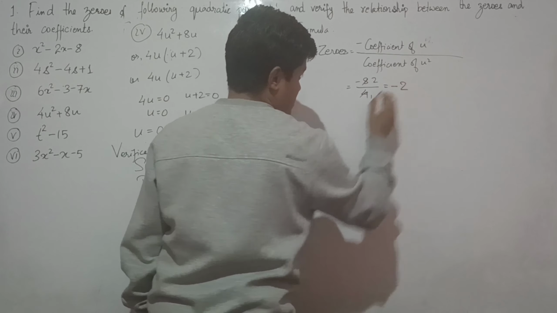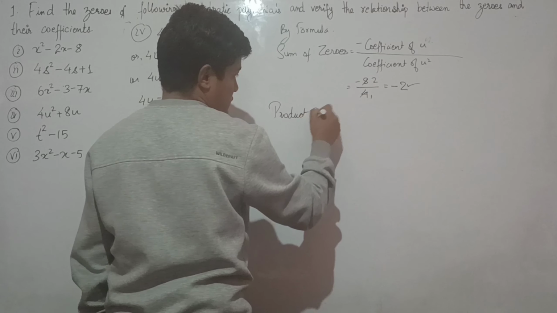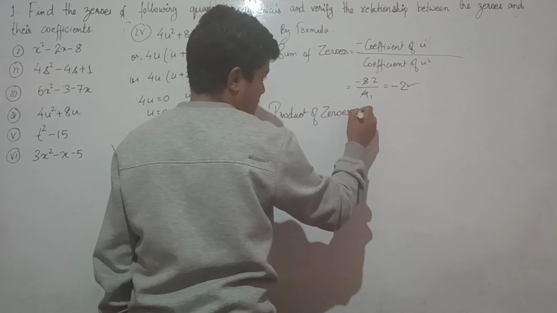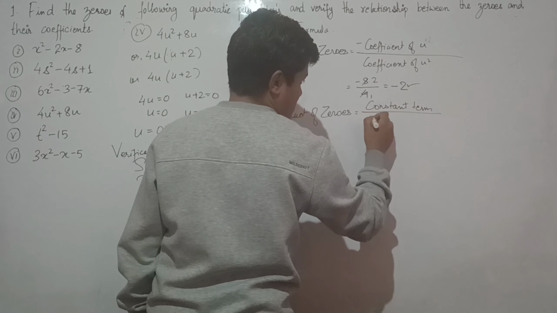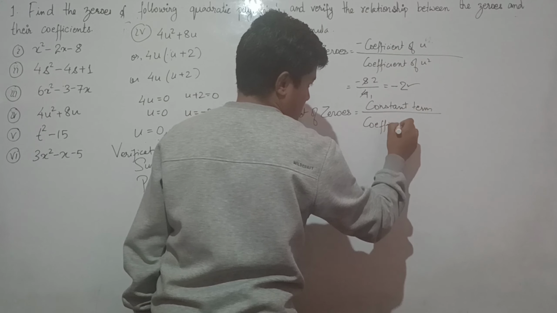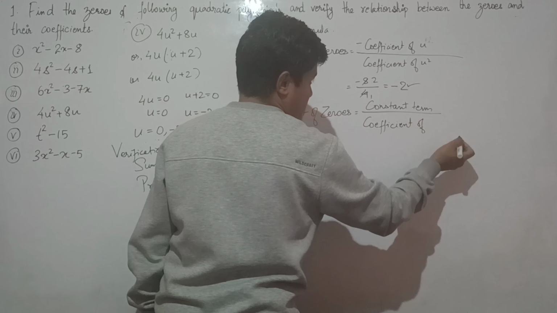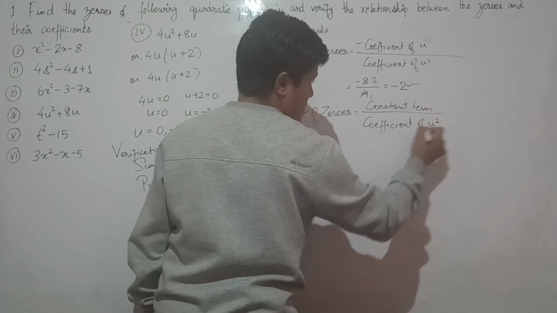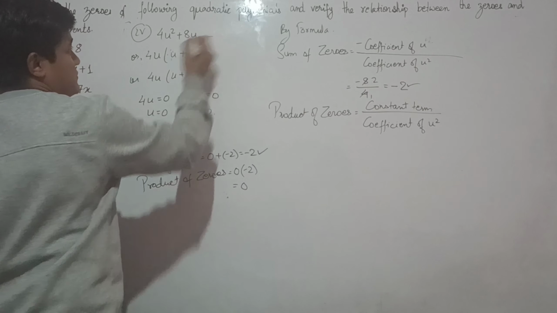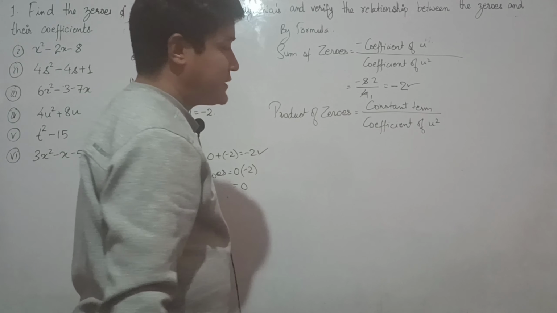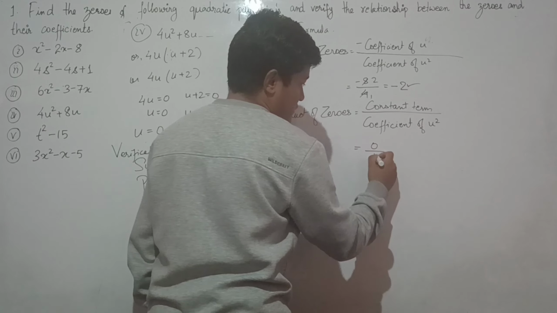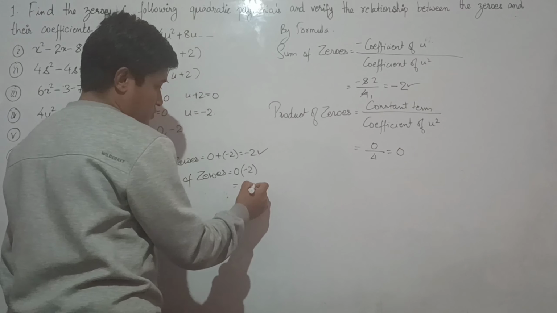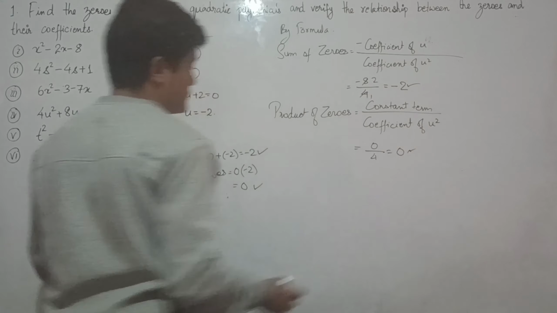So product of zeros, the formula for product of zeros is constant term by coefficient of u square. There is no constant term, a term which doesn't have a variable, so you can put 0, and in the denominator 4, the answer you will get is 0. So product is also coming correct, 0 comes.